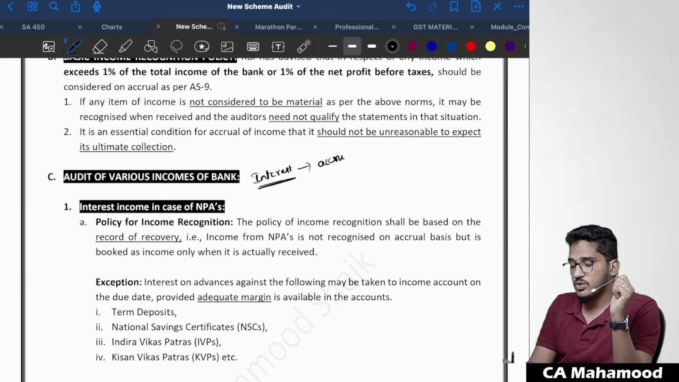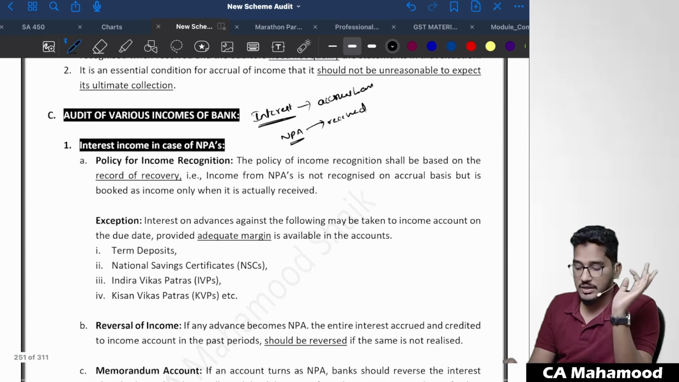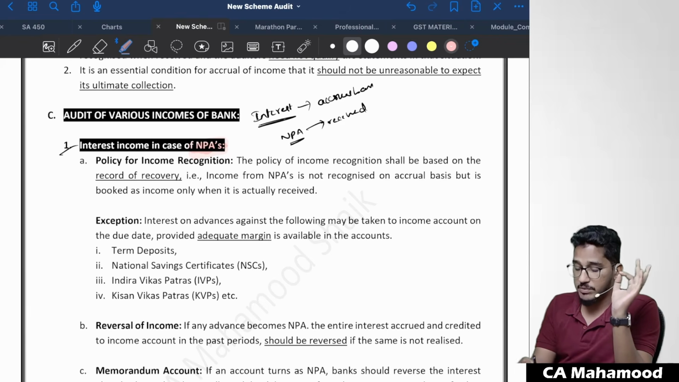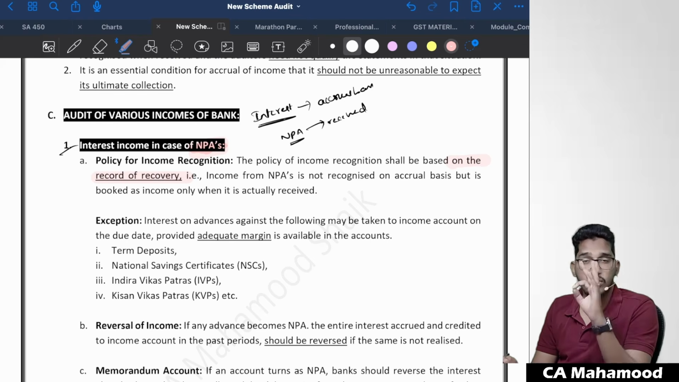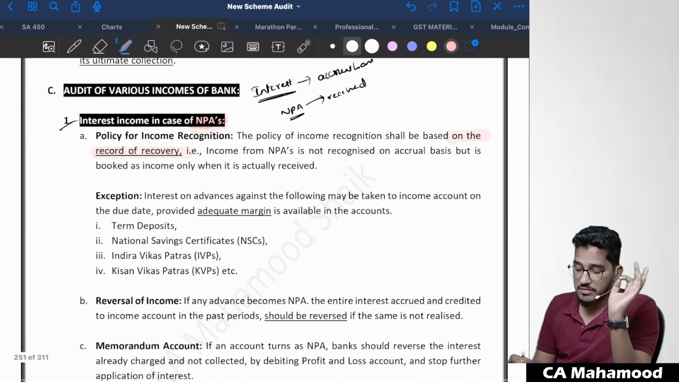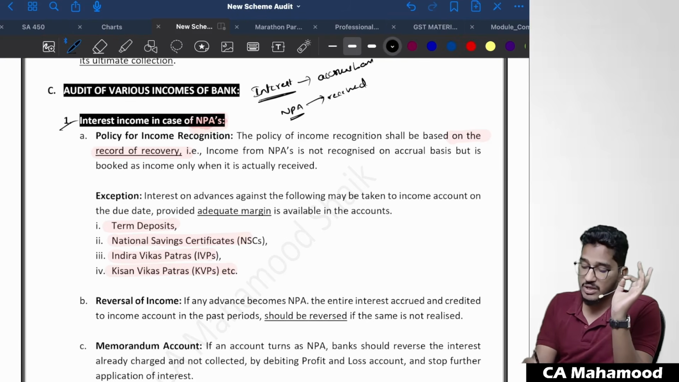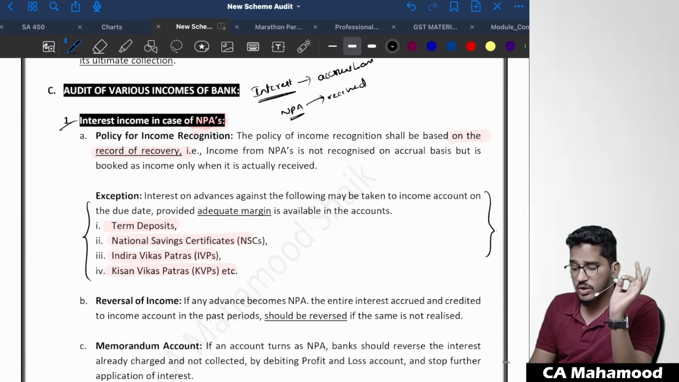Generally, interest income should be recognized on accrual basis. However, if an account is classified as NPA, then interest income should be recognized only when it is received. That is, on cash basis you have to recognize when an asset turns out to be NPA. The same thing they try to say here, policy for income recognition in respect of NPAs. Generally, in respect of NPAs, the interest should be recognized on the basis of record of recovery. That is, income will be recognized only when received, not when it is accrued. Exception: if the loan has been taken against term deposits, NSCs, KVPs or IVPs, even though they remain overdue for more than 90 days, they will not be classified as NPA. They will remain under standard category only, and income will also be recognized on accrual basis only.